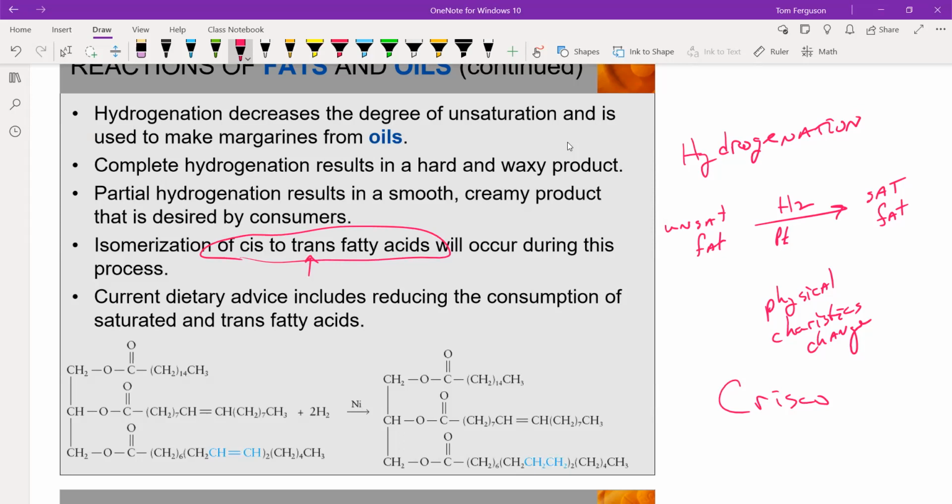And Crisco was worrying about going out of business back when they were starting to actually measure the amount of cis and trans fats available in foods. So they ended up making Crisco differently now. They end up blending vegetable oils rather than hydrogenating vegetable oils to get that saturation level. And now there's very little trans fat in Crisco, but they almost went out of business.